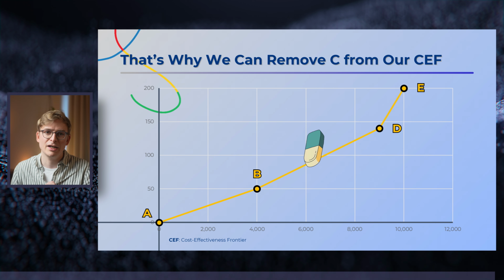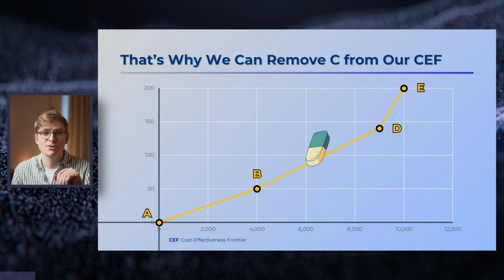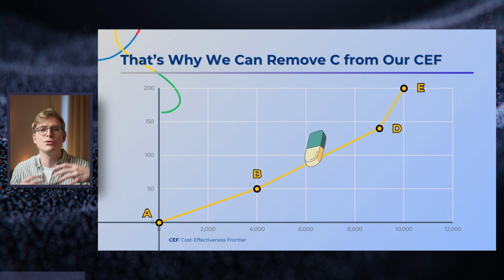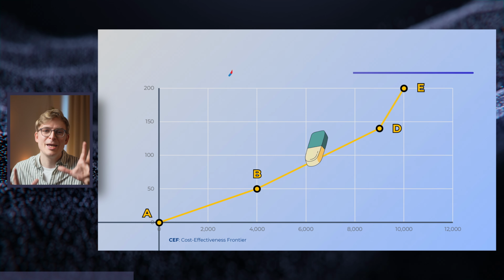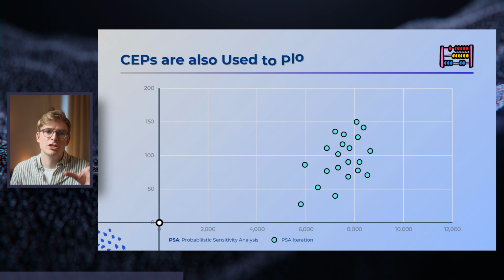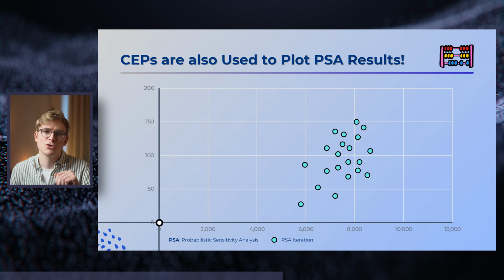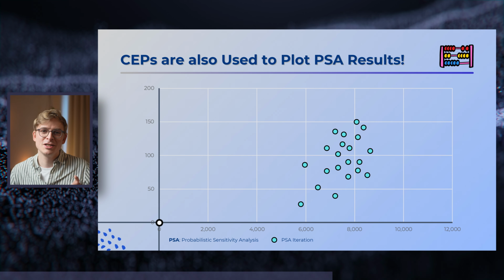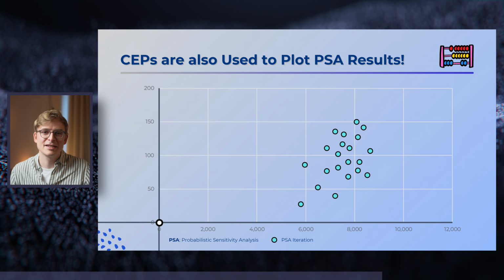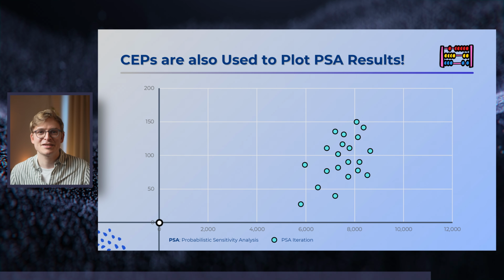Last, we also know that points not lying on the cost effectiveness frontier represent treatment alternatives that are not considered cost effective. Apart from presenting base case results, cost effectiveness planes are also used for sensitivity analysis. In particular, the individual iterations from a probabilistic sensitivity analysis are commonly plotted on a chart like this. Fortunately, you can easily generate probabilistic sensitivity analysis results like this in Excel.